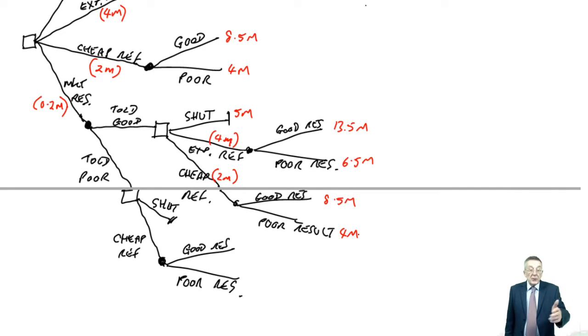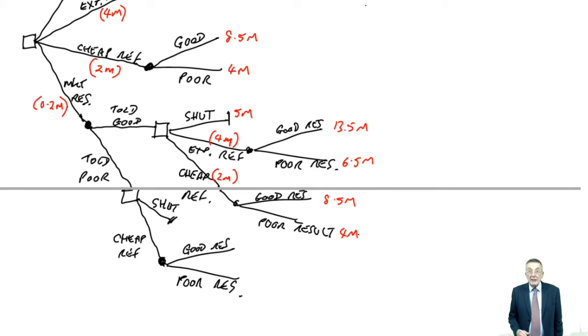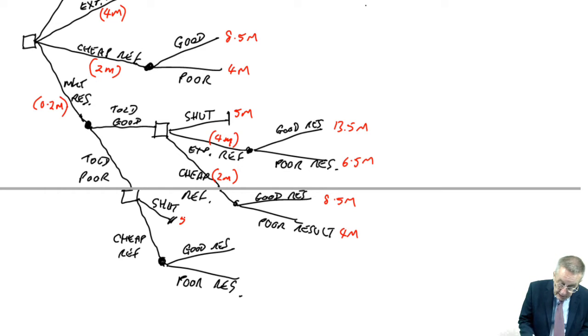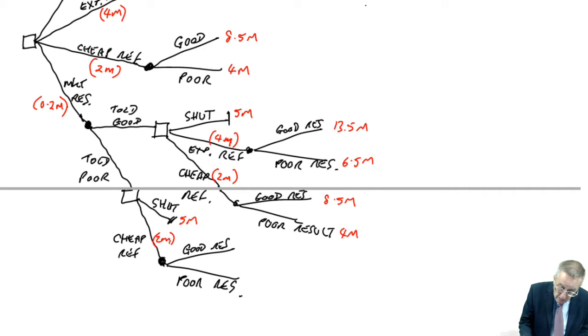Finally, though, suppose we do market research. Again, we've paid out 0.2 million. Suppose they tell us it's a poor result. Then again, we either shut and get back 5 million, or, as we said, we're not going to consider the expensive refurbishment, we'll do the cheap one and pay out another 2 million. A good result gives us 8.5 million. A poor result, 4 million.